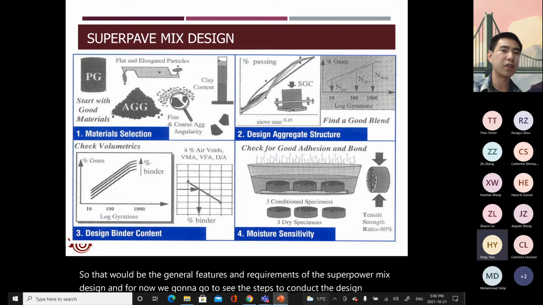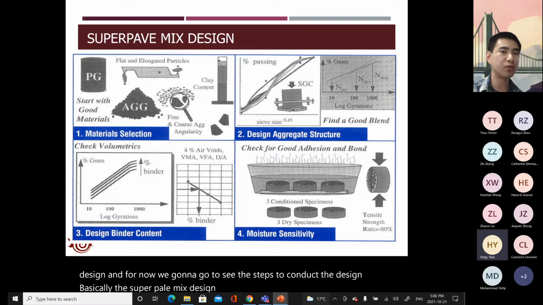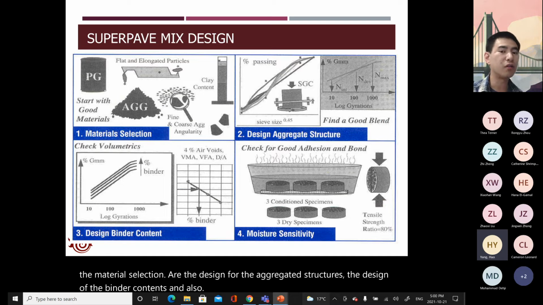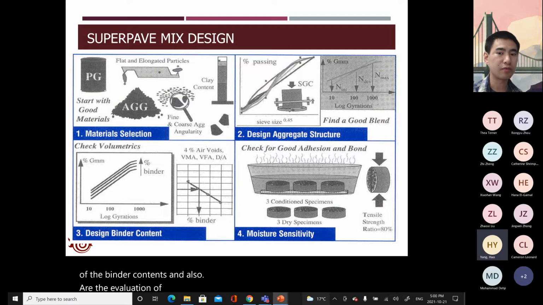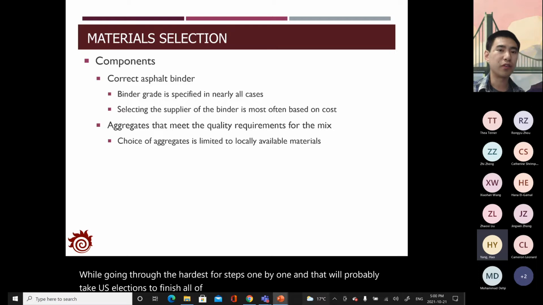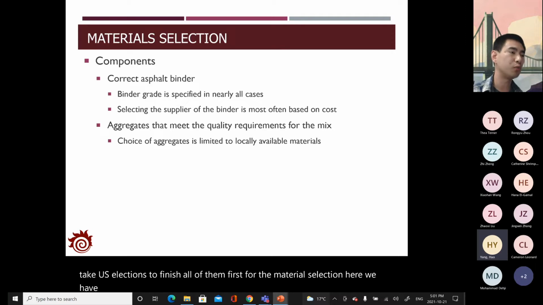Basically, the SUPERPAVE mix design can be categorized into 4 steps, including the material selection, the design of the aggregate structure, the design of the binder content, and also the evaluation of the moisture sensitivity. I will go through all these 4 steps one by one, and that will probably take us 3 lectures to finish all of them.